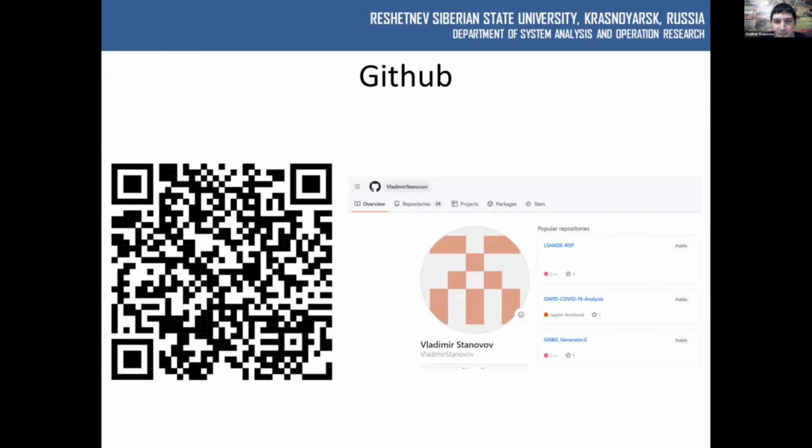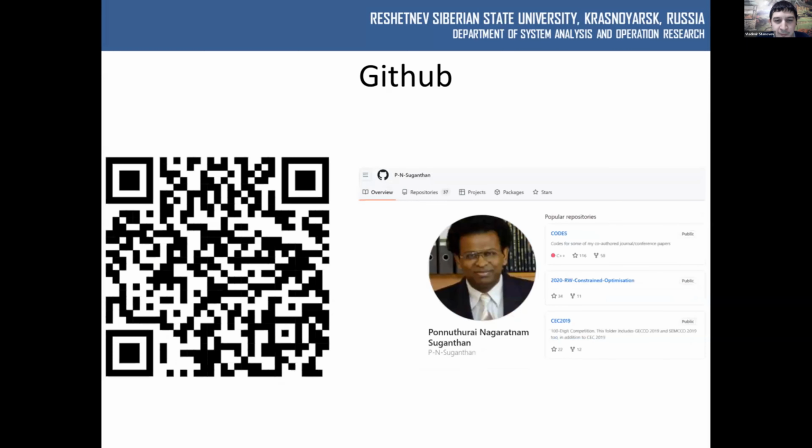Okay, some final remarks: you can have a look at my GitHub. You can see that the most popular repository is L-SHADE-RSP, and the latest LSRTDE is also there. You can download the code, check it, use it, whatever you like.